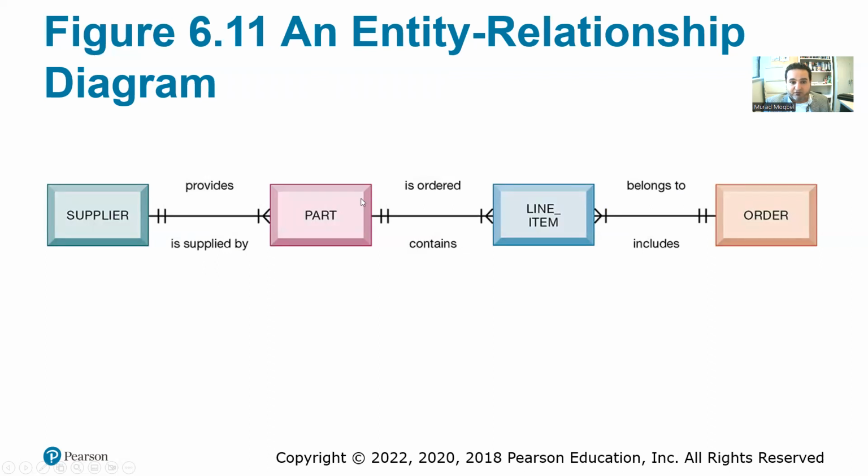So you can read the other ones as well. Here, for example, I can read it from part to line item. I can say every part is ordered by one or many line items, and every line item contains one and only one part. That's how I would read it. Now I will read this one also. Every line item belongs to one and only one order, and every order includes one or many line items. So that's how I would read it, and this will be a good example for a quiz or an exam, how to read entity relationship diagrams.